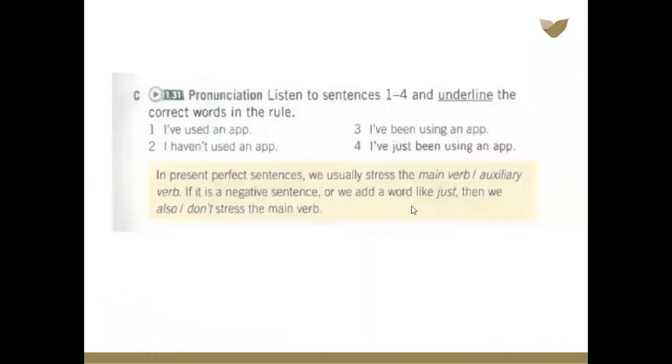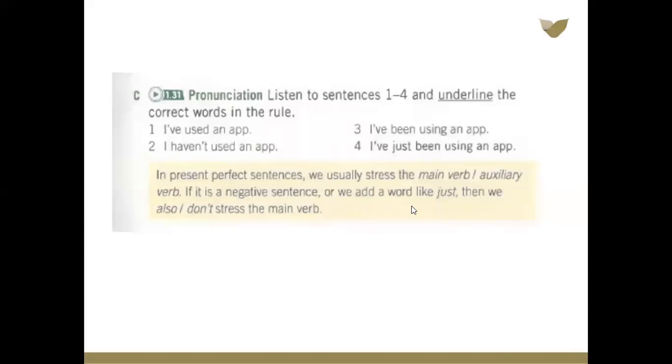So this is the pronunciation part. See, in this particular activity, listen to the sentences 1 to 4 and underline the correct words in the rule. So the rule is already given at the end. So here in the pronunciation part, probably students will have to listen to something, and then they'll have to read the rule, and then they will underline all the correct words according to the rule. So this is where the accuracy is being targeted.